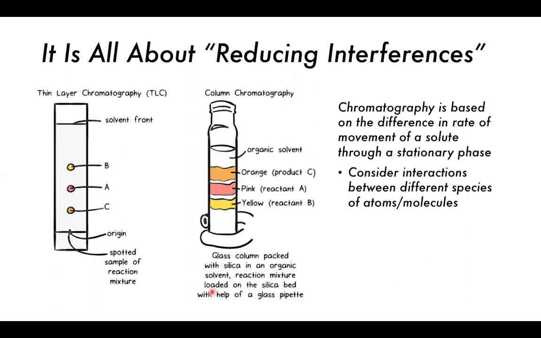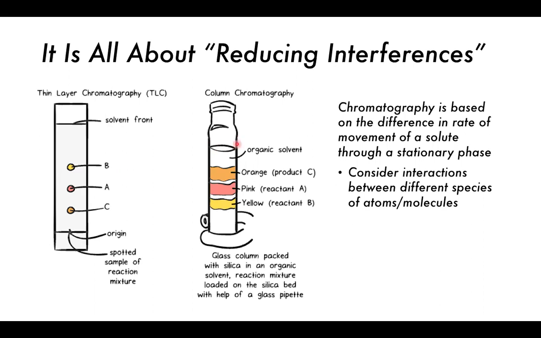Reaction mixture loaded on the silica bed with the help of a glass pipette. So usually up here at the top, we have our silica, and we have to very carefully put the reaction mixture here so that we don't disturb the top of the column, which should be very flat. Usually we'll have prepared our column so that we'll have a very, very flat top part here.